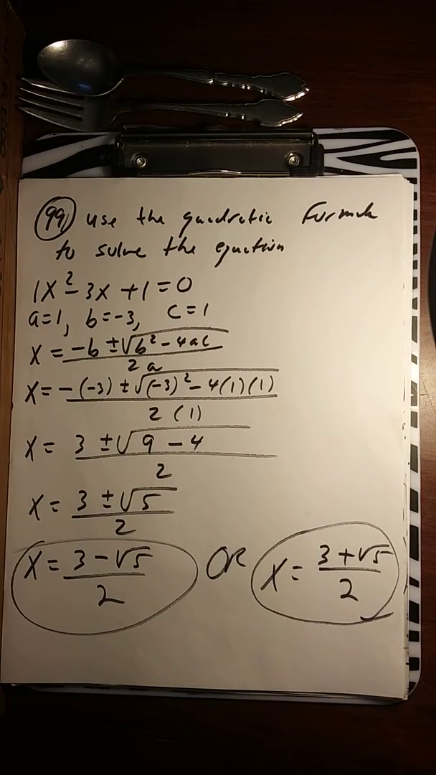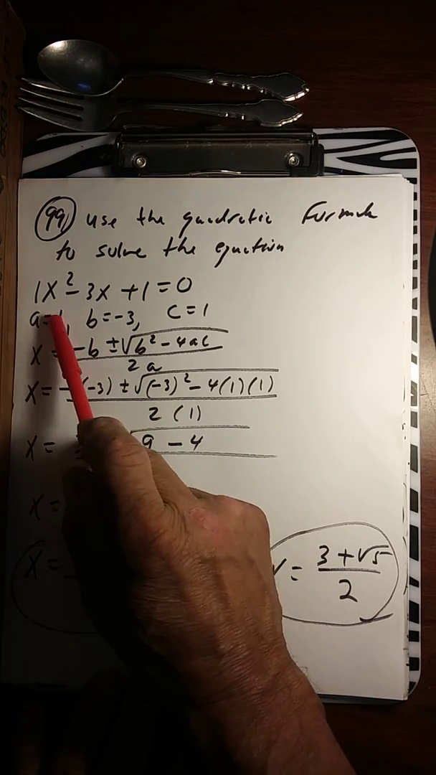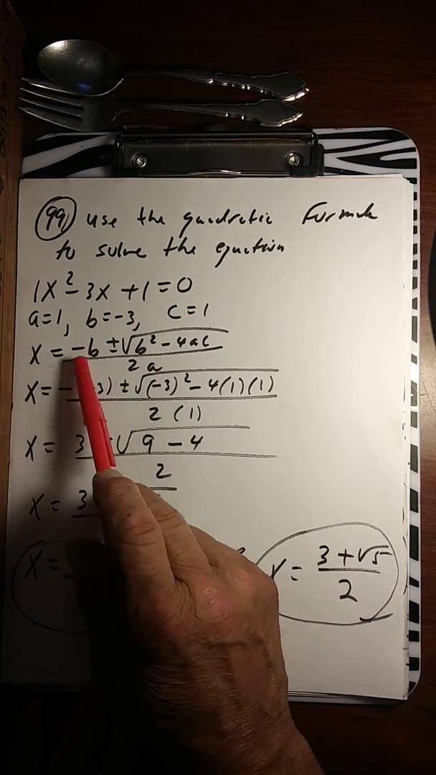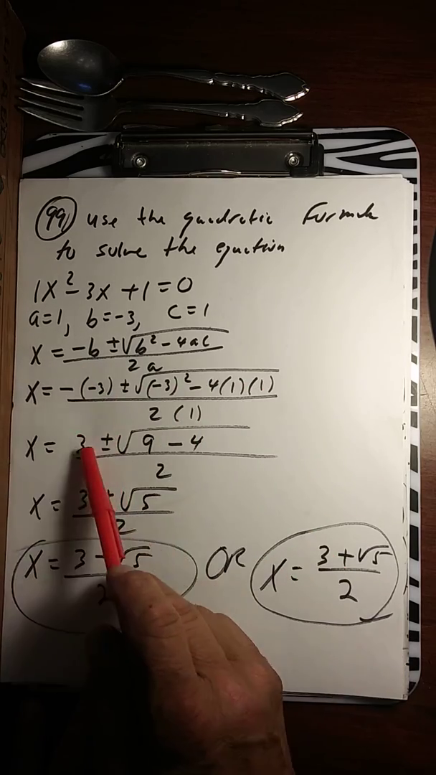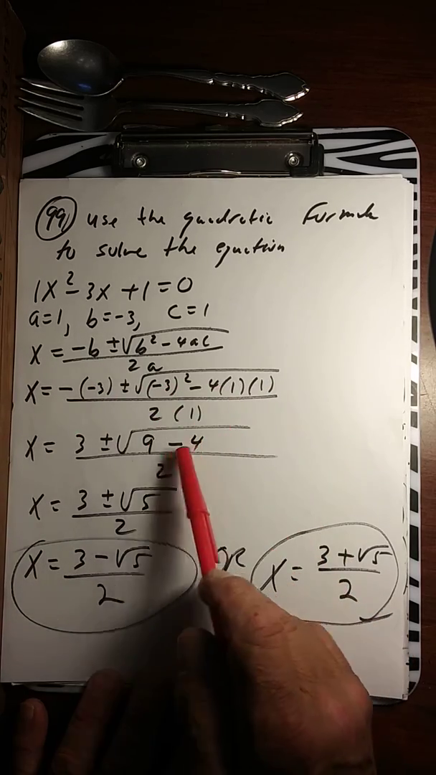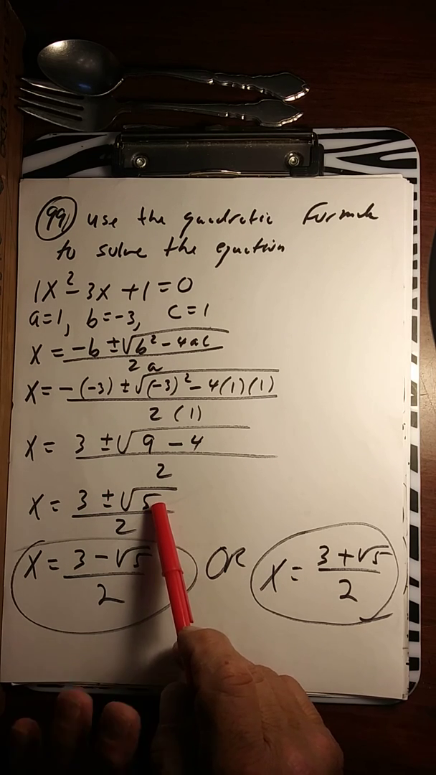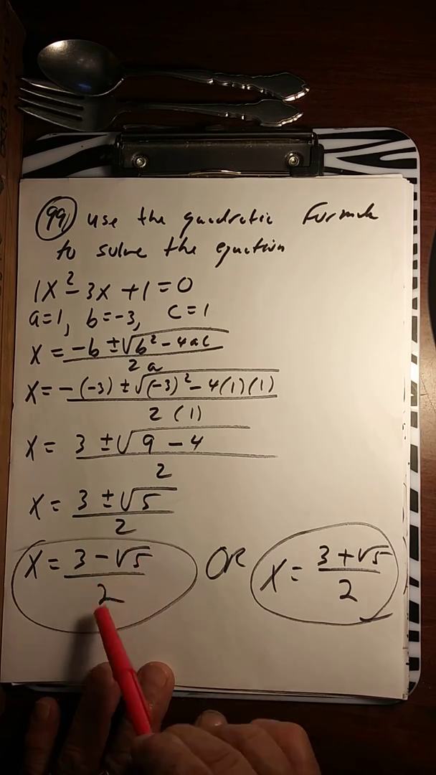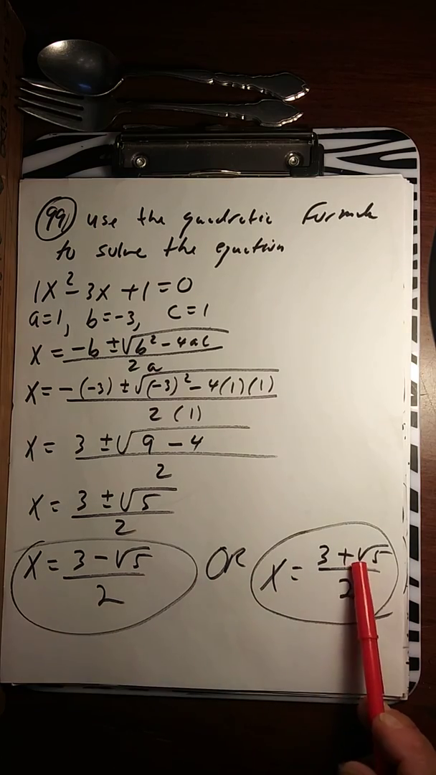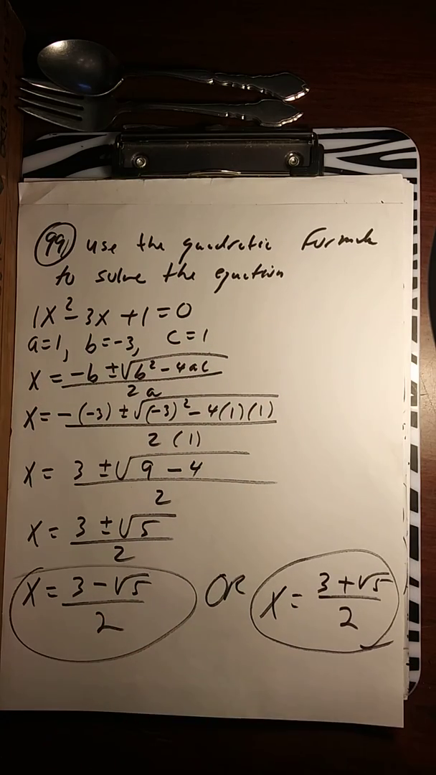Solve the quadratic. Use the quadratic formula to solve the equation. Okay. A is 1, b is negative 3, c is 1. So put the numbers in there. Negative, negative is positive. That's going to be 9 minus 4 is 5. 3 plus or minus square root of 5, that's all we can do with it. So 3 minus square root of 5 over 2, or 3 plus square root of 5 over 2. That's it. We're done.